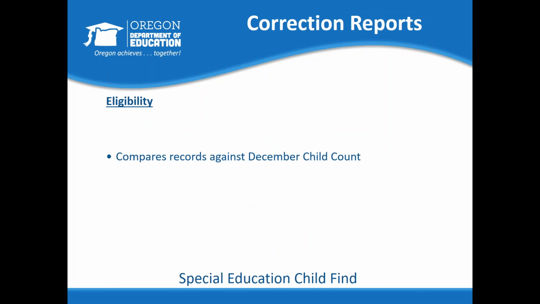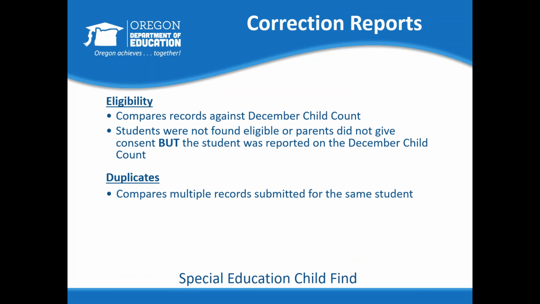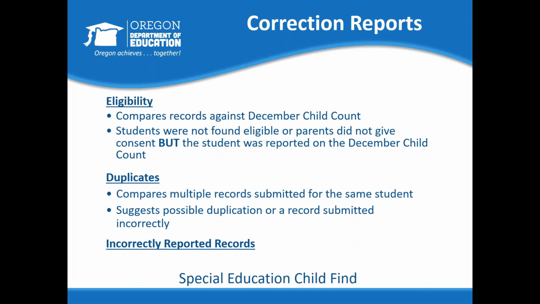Correction report. There are three areas to look at for correction reports. The first is eligibility. You really need to compare your child find records to the December child count. Look for students who were not found eligible or whose parents did not give consent, but who were reported on the December child count. Look for duplicates, and again, look for incorrect reporting records. If you have any questions or concerns over looking at your report, by all means, give us a call and we'll help you.